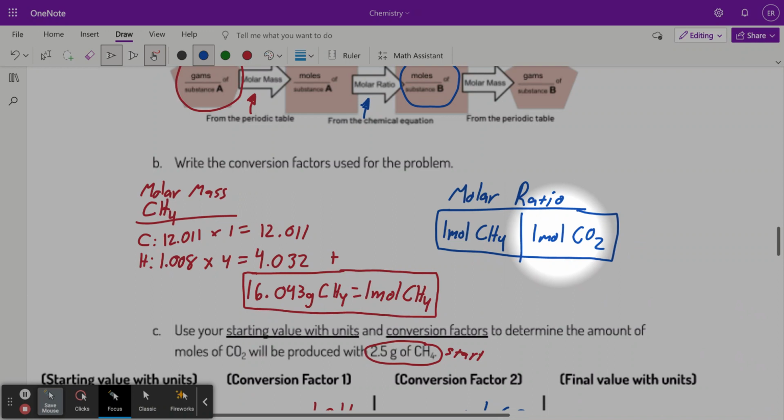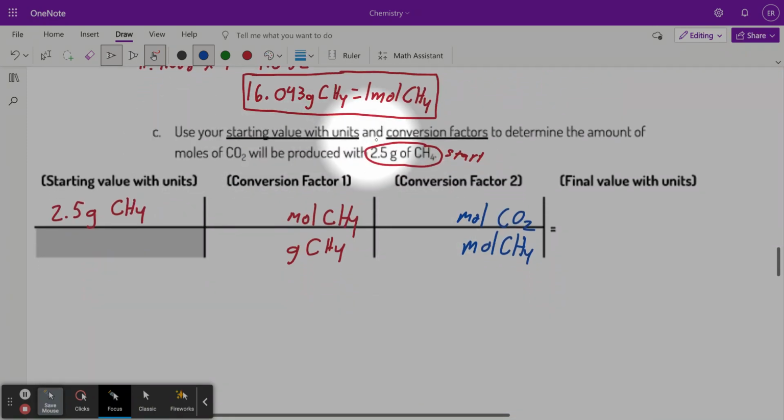Okay, so now we are done with the hard part. Now we just have to put everything together. So let's go back to our original question. And our original question tells us how many moles of CO2 will be produced from 2.5 grams of CH4. So let's go ahead and put our grams of CH4 down. So grams of CH4. And then our first conversion factor is molar mass. We know that the grams have to cancel out, so grams of CH4 has to go on the bottom. And then the moles of CH4 has to go on top. And so let's start putting in the values.